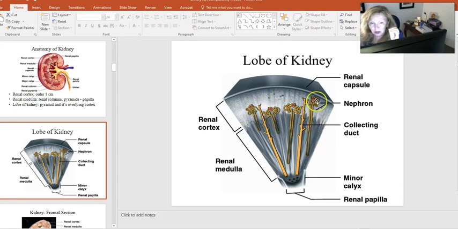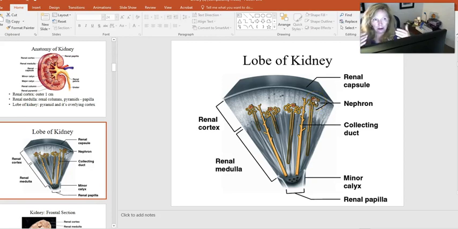These structures are called nephrons. The functioning units of a kidney are nephrons. They are microscopic. They are microscopic little filters. And in each kidney, you have millions of these structures repeating. They are where the filtration is occurring. The initial filtration is occurring in the nephrons.